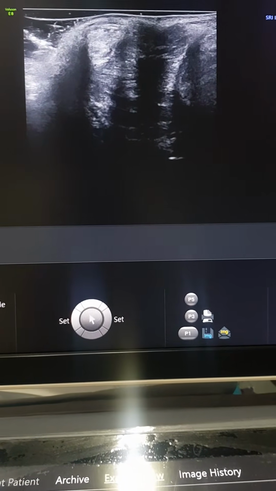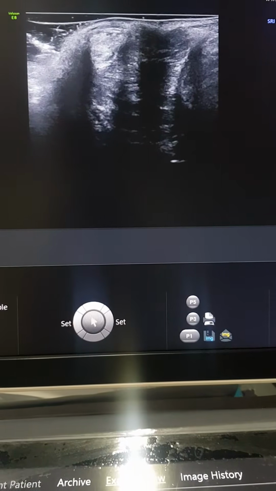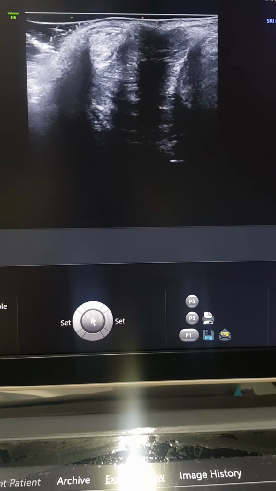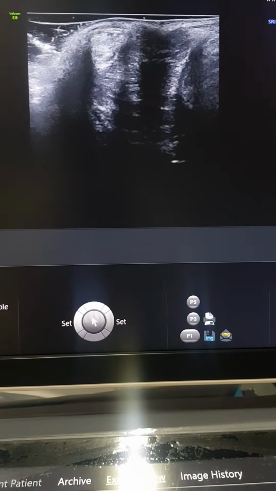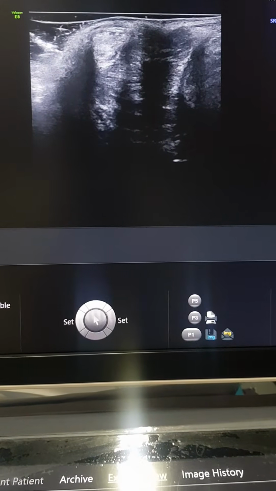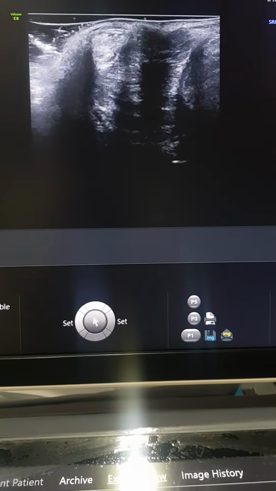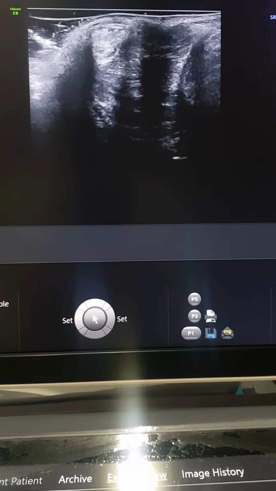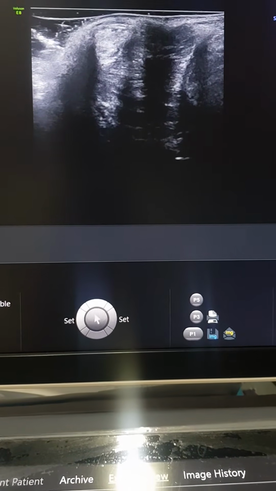So today we will look at perianal sonography. First I saw the patient and she had a fistula in the 9 o'clock position, and the doctor had done a dressing and packed it with some gauze externally.